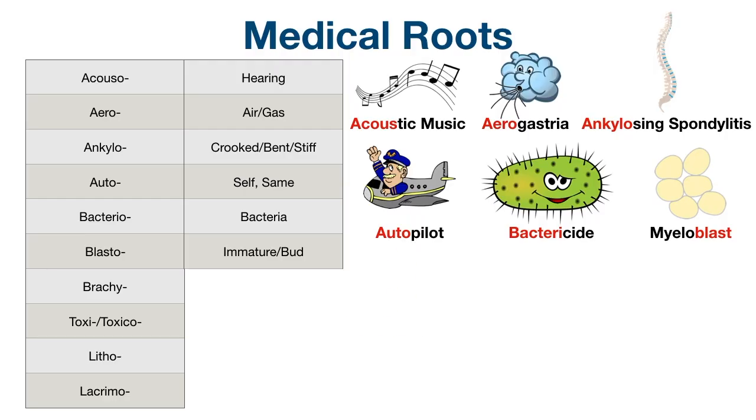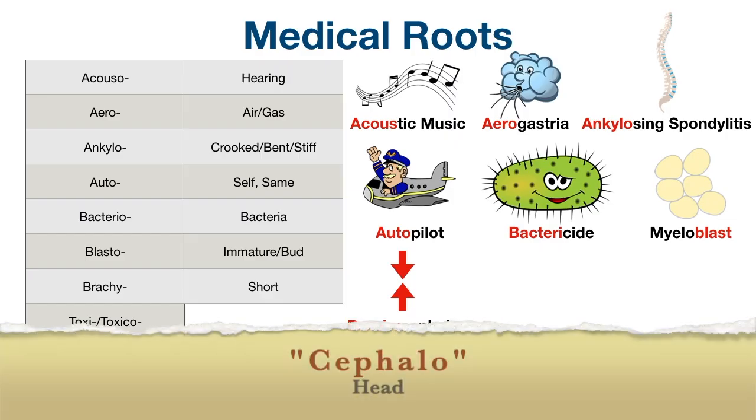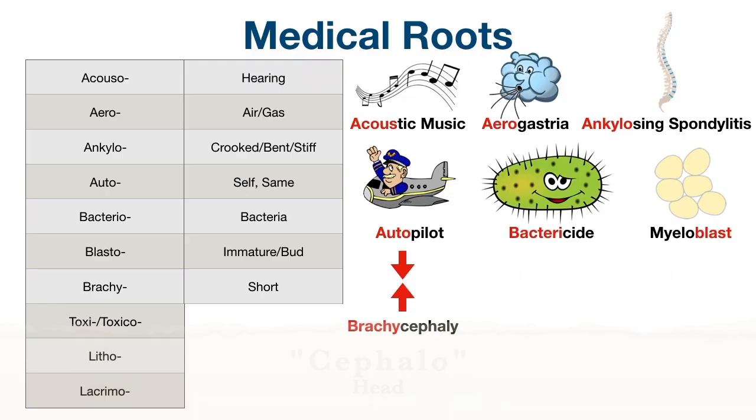The next one is brachy, which means short. The example we'll use here is brachycephaly. Do you remember what cephalo means from the first root word video? Cephalo means head, so brachycephaly is a condition in which the shape of the head or skull is short.